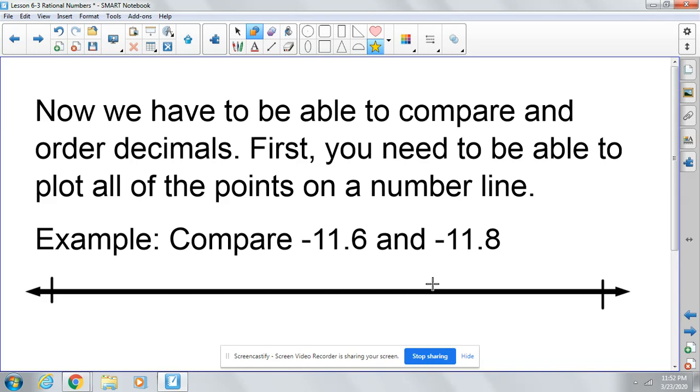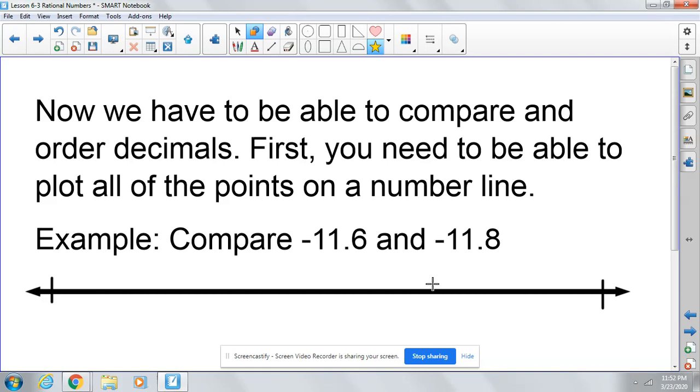I know number lines can be pretty confusing. So if at any point this is just way too confusing for you, you are welcome to join the Google Meet and I can do some extra examples with you. Or you can just message me in classroom.